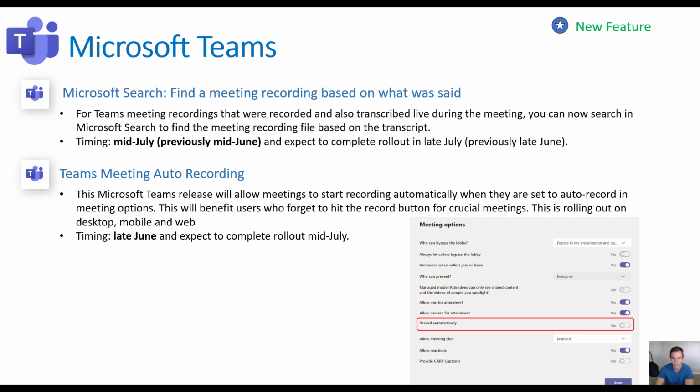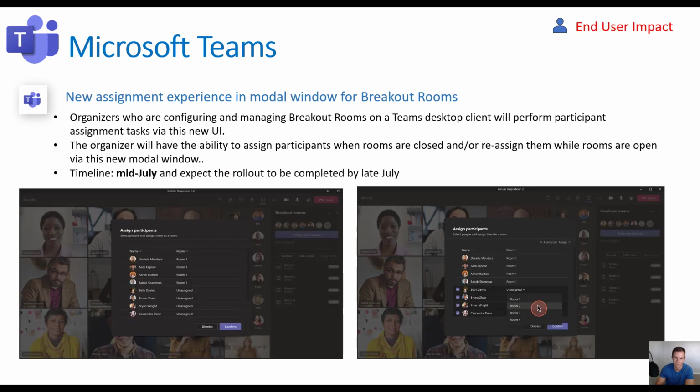The other cool one here, just as a convenience measure, is allowing the user or the manager of the meeting to set for auto recording whenever you set up the meeting. Oftentimes you may forget to hit that recording, and it's often something that you really regret doing at the end of the day. So just a better experience there from being able to do that in the forefront of actually scheduling that meeting. This will happen in late June and be expected complete by mid-July.